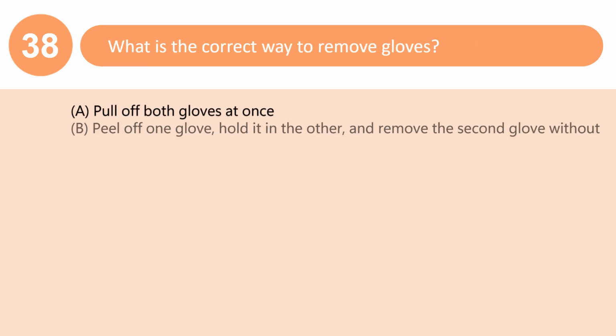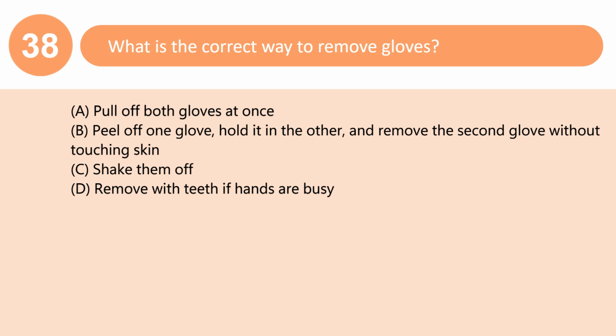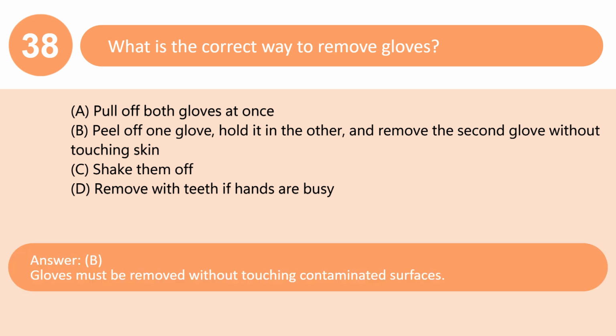What is the correct way to remove gloves? A. Pull off both gloves at once. B. Peel off one glove, hold it in the other, and remove the second glove without touching skin. C. Shake them off. D. Remove with teeth if hands are busy. Answer B. Gloves must be removed without touching contaminated surfaces.